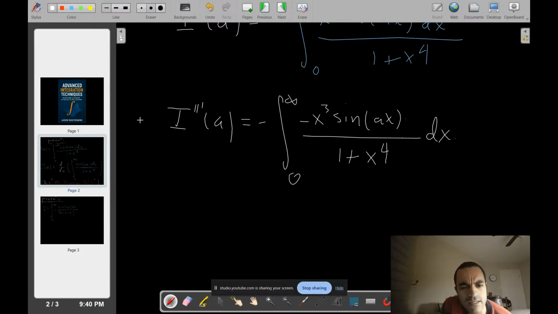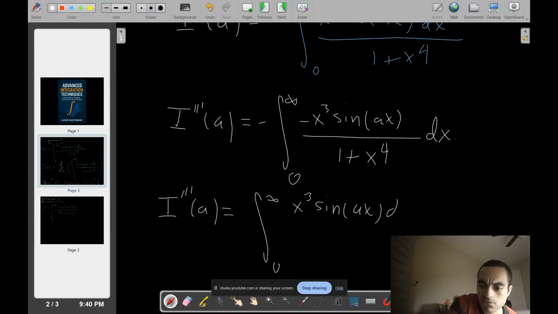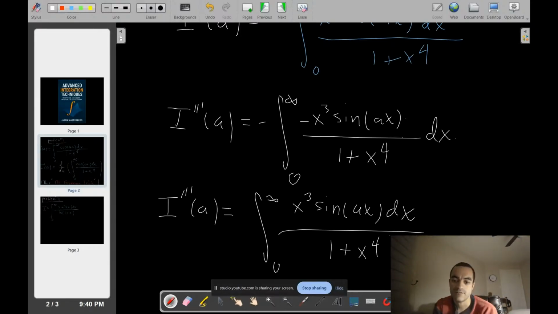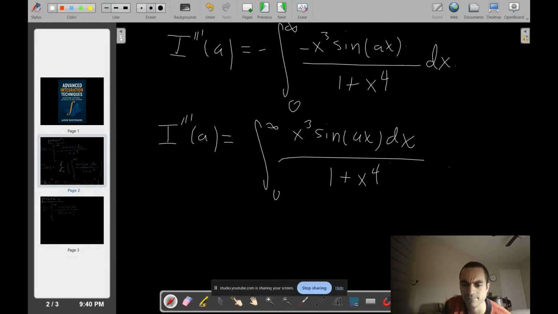Okay, so looking at I triple prime of A. First off, move the negative to the front. So this is going to become I triple prime of A equals positive, right? The integral from 0 to infinity of x cubed sine of ax with respect to x all over 1 plus x to the 4, okay? Because it's negative, negative becomes positive, all right? This is what we have.